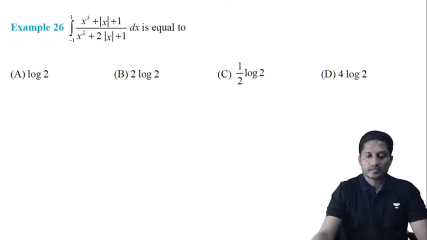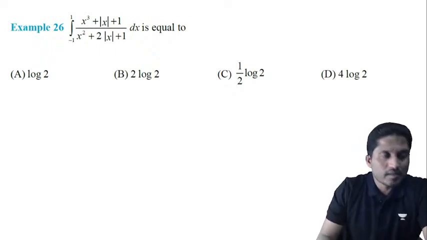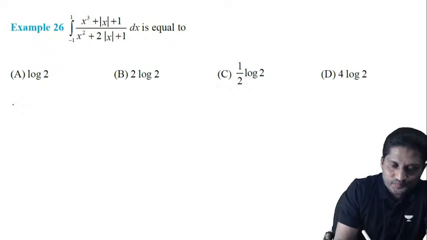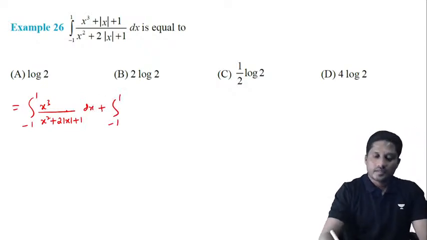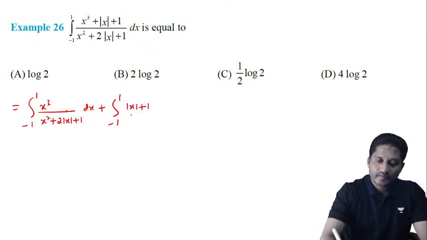Question number 26, example number 26 of exemplar. Now listen, I can write this as the integral from minus 1 to plus 1 of x cube divided by x square plus 2 into mod x plus 1. Again, this is equal to the integral from minus 1 to plus 1 of modulus of x plus 1, whole divided by x square plus 2 into mod x plus 1, and then dx.